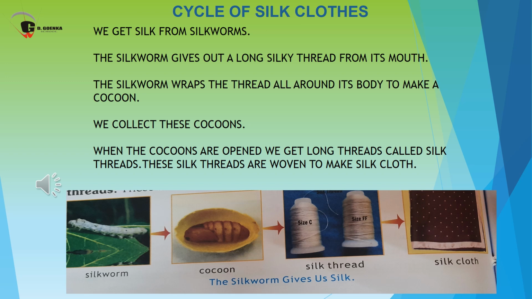The process of making silk is called sericulture. Okay, keep this thing in mind that the process of making silk is called sericulture. It involves harvesting silkworms for the material. Fine. The silkworm wraps the thread all around its body to make a cocoon. We collect these cocoons. When these cocoons are opened, we get long threads called silk threads. These silk threads are woven to make silk cloth.